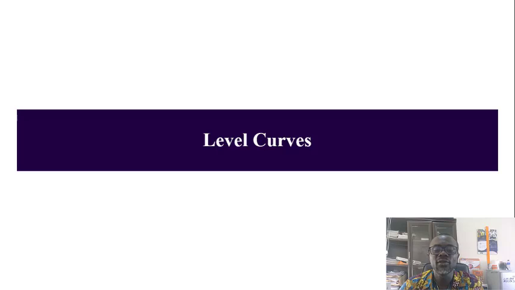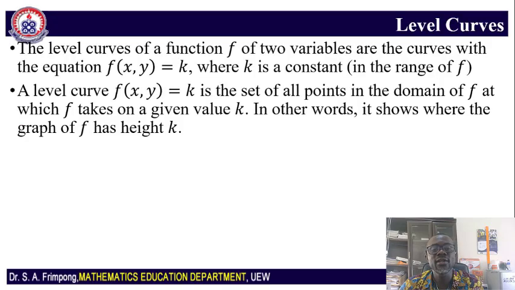We want to take a look at level curves. Now, level curves of a function of 2 variables are the curves with the equation f of x, y equal to k, where k is a constant and is in the range of f. A level curve is a set of all points in the domain of f at which f takes on a given value k. In other words, it shows where the graph of f has a height k. The typical real-life application of a level curve is a contour line that we use in denoting a mountain and its height. So you can see that sometimes we draw this to indicate the height of a mountain.